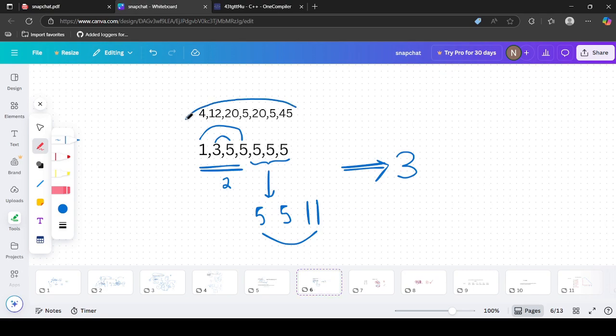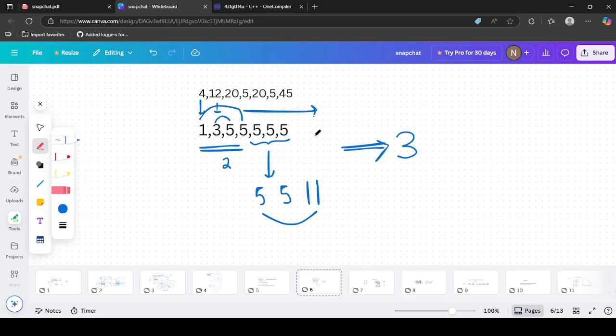So this is the given array, right? So now what will be the new array? It will be 4 is converted to 1, 12 to 3, and so on. And from this we can understand that the frequency of 5 is 5, and frequency of 3 is 1, and frequency of 1 is 1.